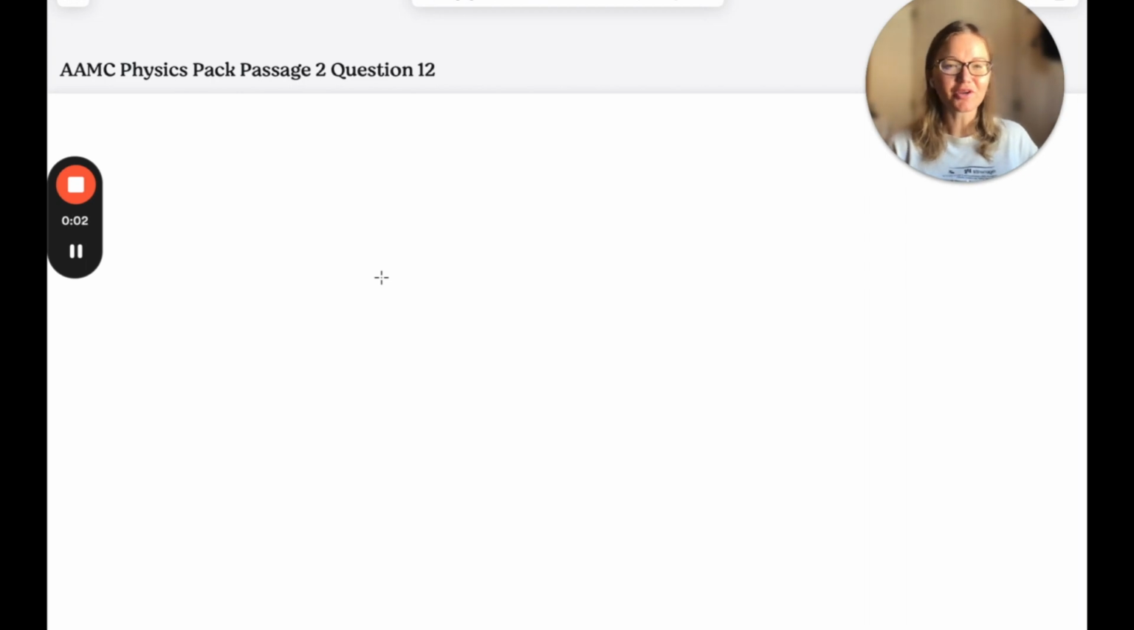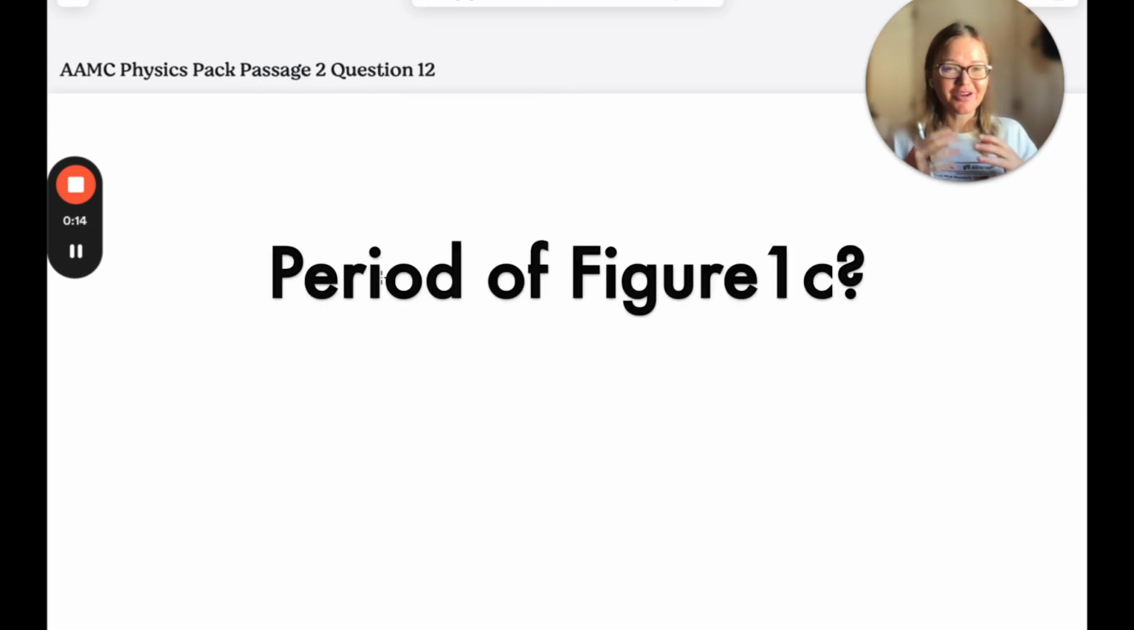I'm Cassie, and I'm going to walk you through question 12, which is the last question related to passage 2 of the AAMC official physics question pack. This question is asking about the period of figure 1c. So how do we figure out the period of a waveform?